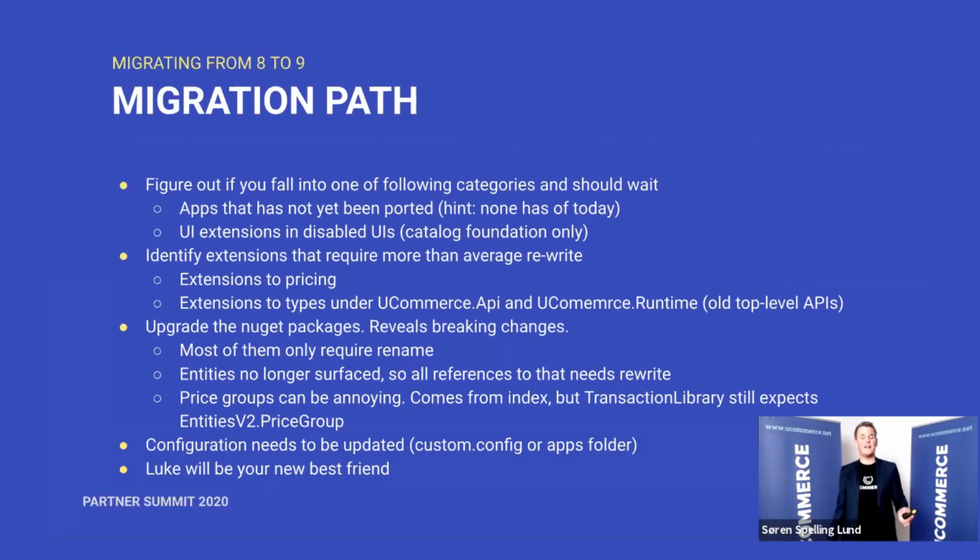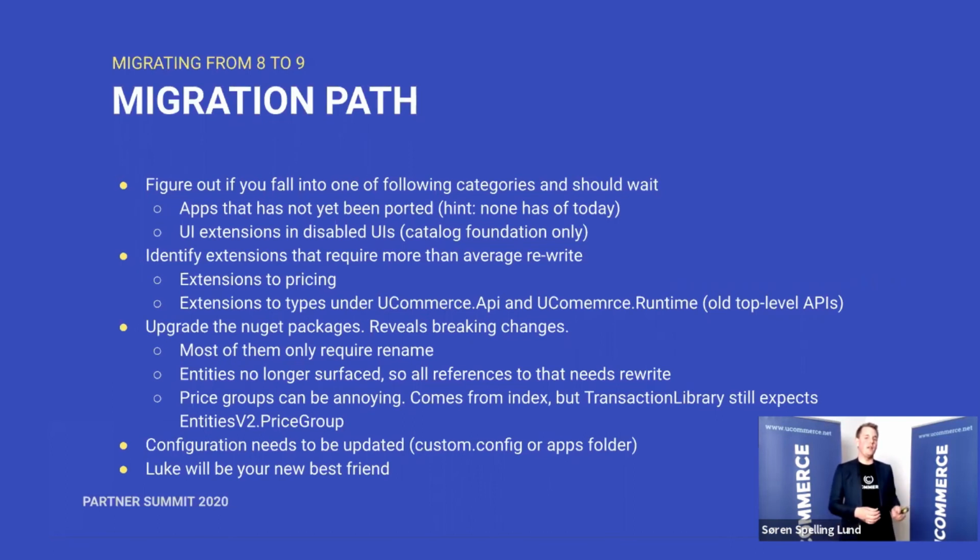When you have decided that you want to go, you need to identify the extensions that require more than just an average Control F for find and replace, capital UC to capital U. So those are particular extensions to pricing, where prices previously were loaded via the SQL server. Those are now powered by the indexed prices instead. So that can create some confusion and maybe some rewrites that you need to do.